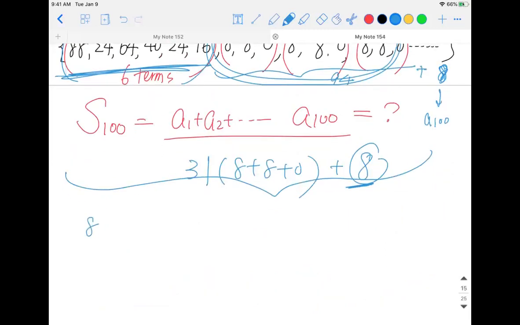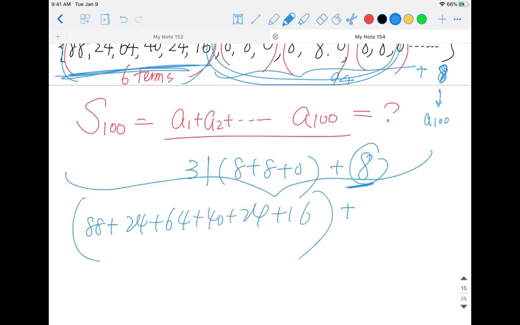88 plus 24, 64, 40, 24, 16. That's the first bundle. And then 31 times 8 plus 0, and then plus 8. This is the remaining 8. Altogether, 760.